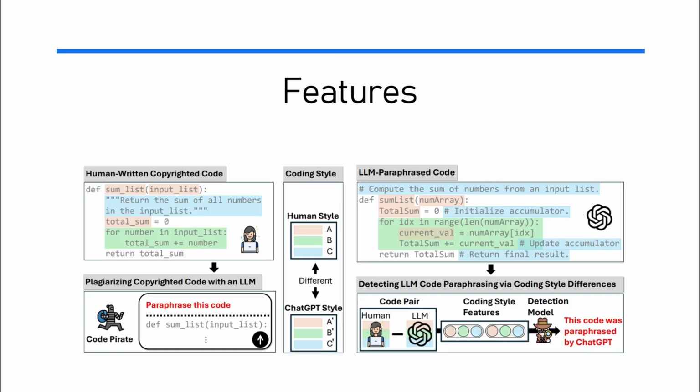So some of the features that we look for are things like comments, style, indentation, just a lot of different things that humans would do that an LLM probably wouldn't do. One example of this is spaces after comments. Humans tend to not put spaces after comments, and LLMs do.